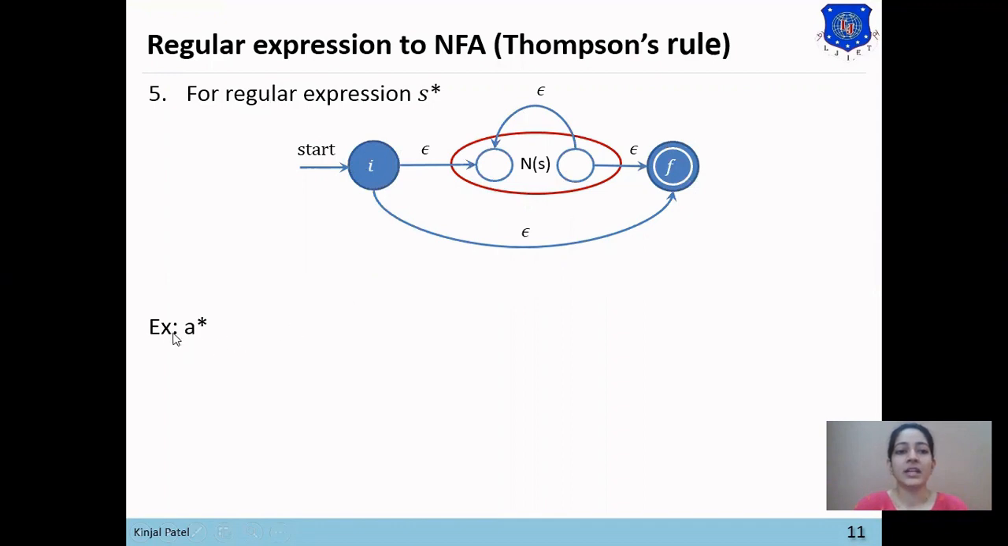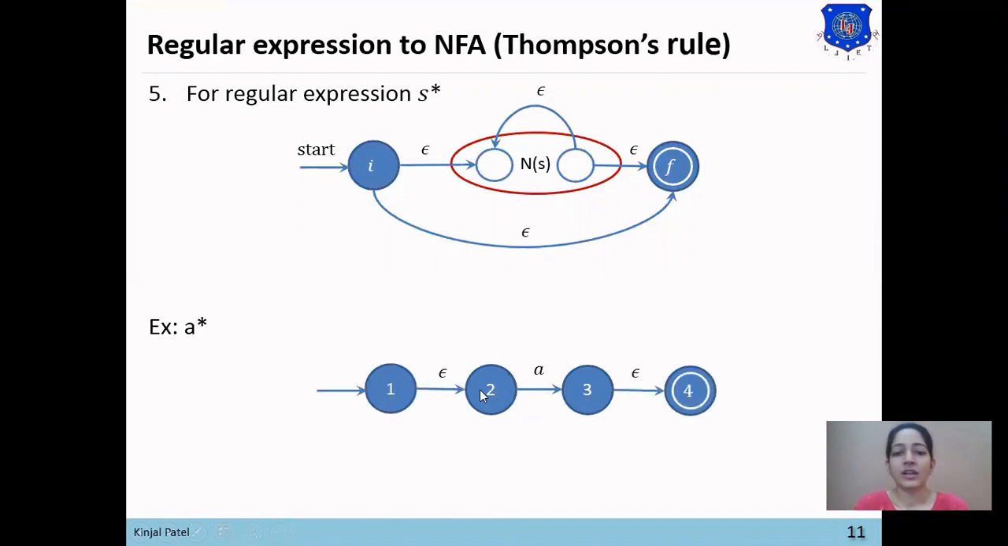Here is the example: we want to draw the NFA for A Kleene star. First we will draw the A symbol from state 2 to 3, so there will be one A transition from state 2 to state 3. And two null transitions are there: one null transition before 2 and one null transition after 3. Now we will draw one null transition from 3 to 2, which is a reverse edge from 3 to 2, and one null transition from 1 to 4, which is a forward edge, which represents a null transition.